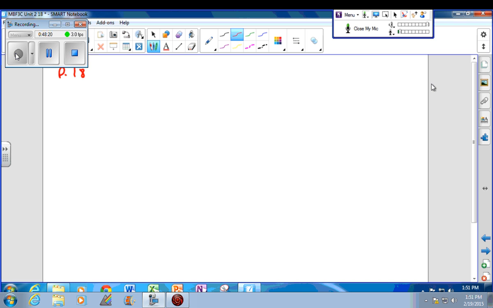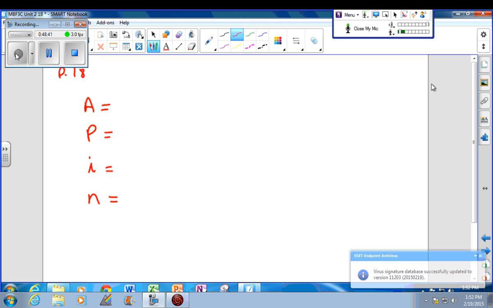Okay, so support question 1 then. So we have A, P, I, and N. Those are our variables that we might have. So this is a little complicated, isn't it? She has $1,500 in her bank account. She wants to buy the CD player and invest the remainder at 6.25%.